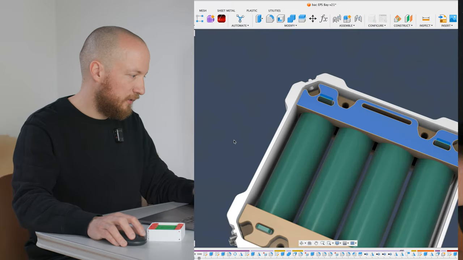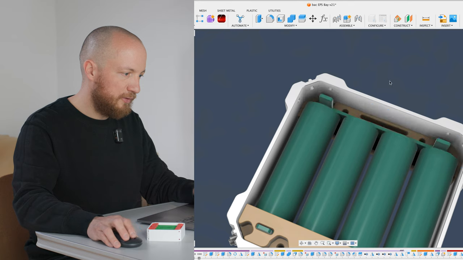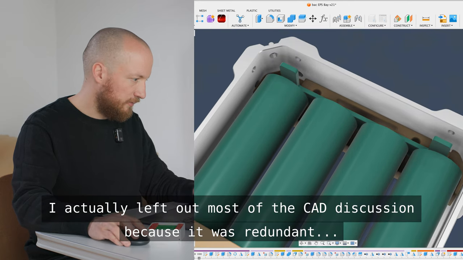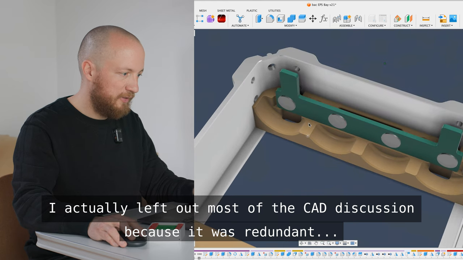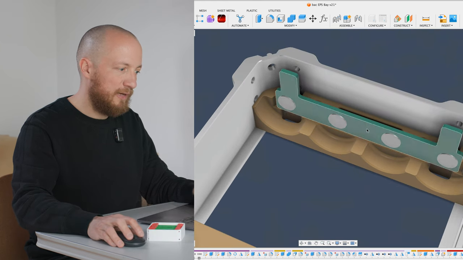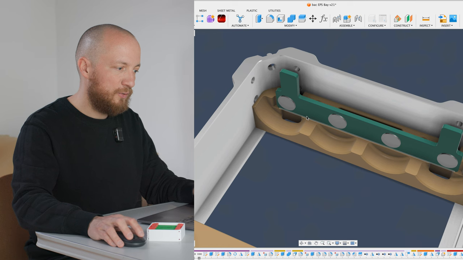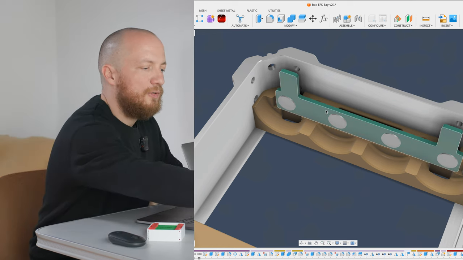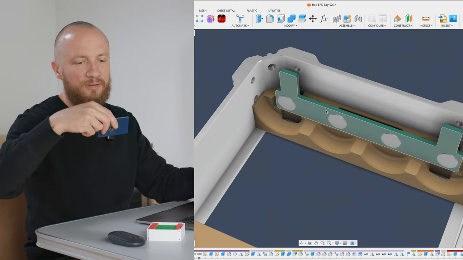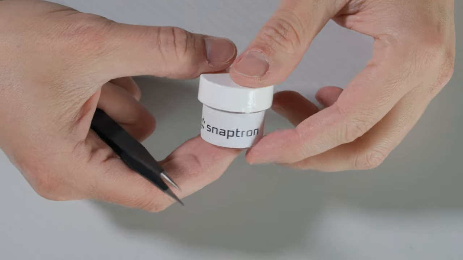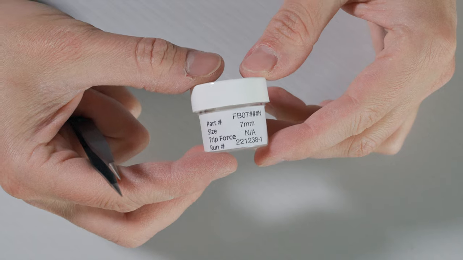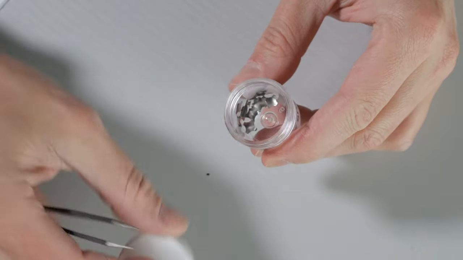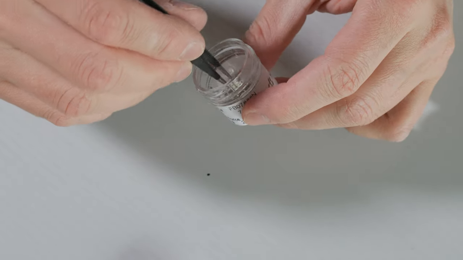Then continuing on, if we turn off this insert and maybe also turn off the batteries, we see this PCB here that will have contact ohms to actually make contact to the batteries. For these, Grant over at Snaptron was kind enough to send over some samples. I'll put in some B-roll here because these are really tiny, that I would like to evaluate for this purpose.